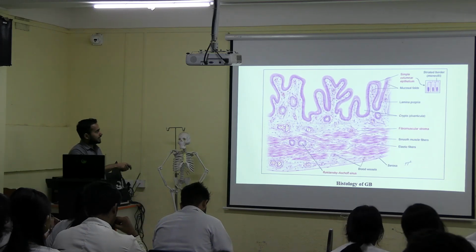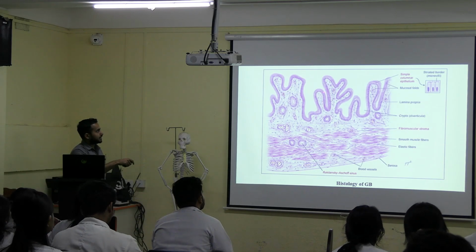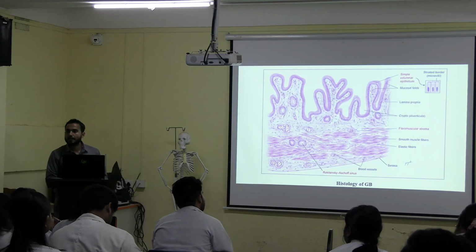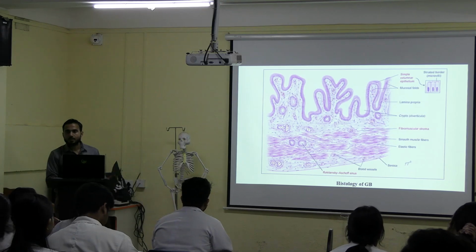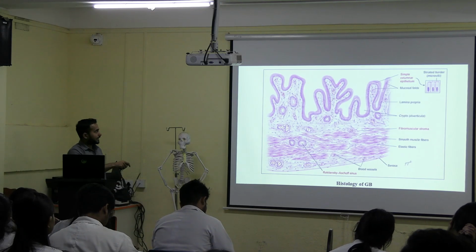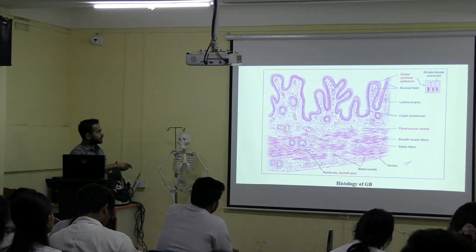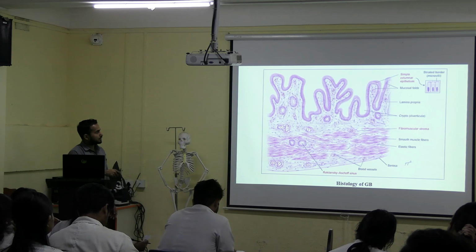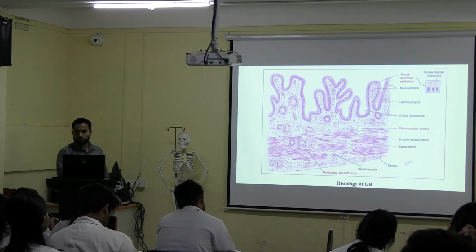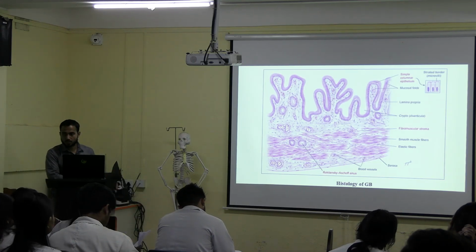Now, here you can see the lining epithelium. So, what is the lining epithelium? Simple columnar epithelium, also having microvilli, where absorption is very important in this particular case. Next, look, this is the lamina propria. Now, in the lamina propria, you can see blood vessels are present, but you can't see any aggregation of lymphoid tissue. It is absent.